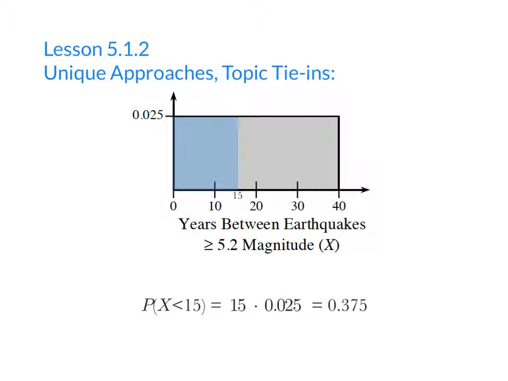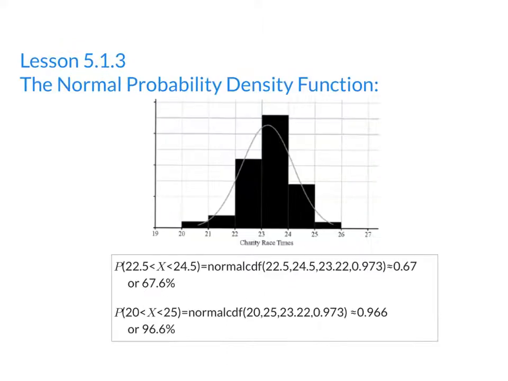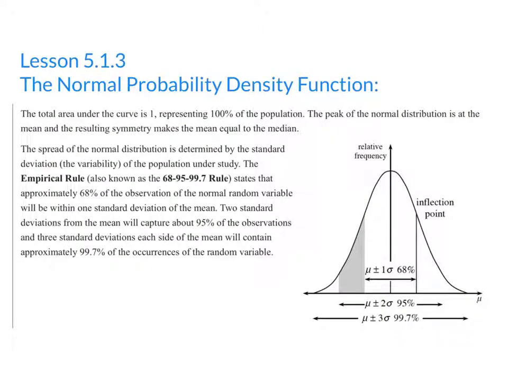The students must reason with simple rectangular areas to find probabilities, as most calculators do not have a uniform CDF function built in. In Lesson 5.1.3, students now fit a normal curve to the charity race time and hat sizes from Lesson 5.1.1. Standard deviation is tied to the normal probability density function via the empirical rule and used in problem 5.20.